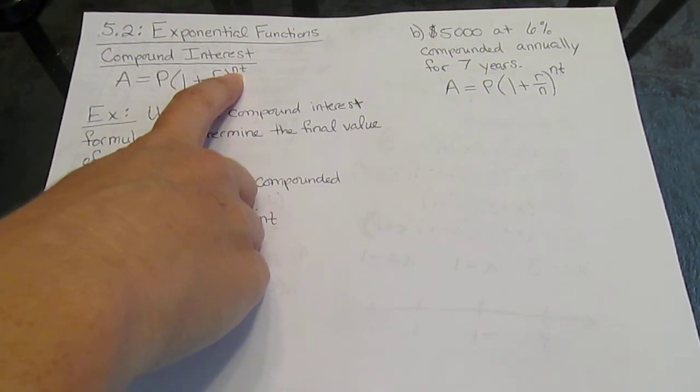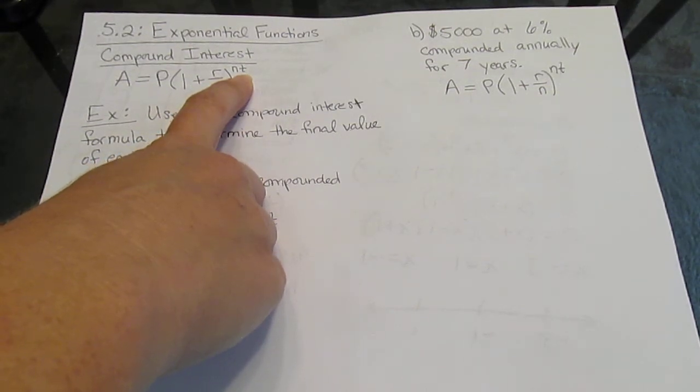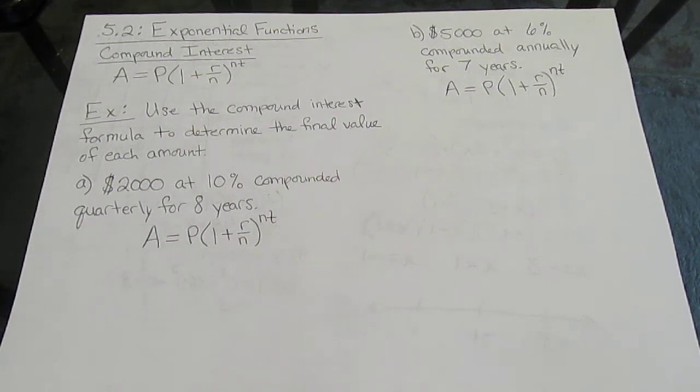The N is how many times per year it's compounded. That's the same N. And then the T is the time. Make sure it's in years when you plug it into the formula. So we're just going to try a couple of them out. Use the compound interest formula to determine the final value of each amount.